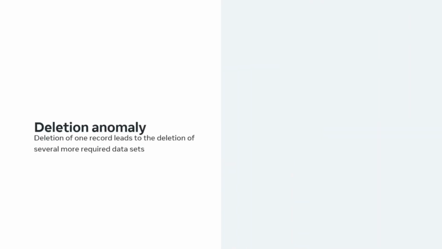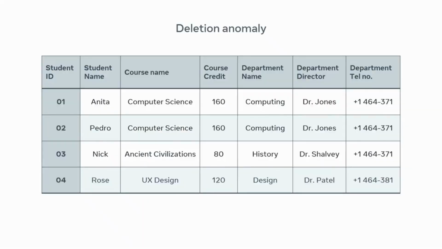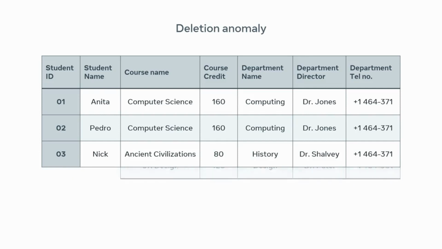Next, let's review the final challenge, deletion anomaly. A deletion anomaly is when the deletion of a record of data causes the deletion of more than one set of data required in the database. For example, Rose, the student assigned the ID of 4, has decided to leave her course, so I need to delete her data. But deleting Rose's data results in the loss of the records for the design department as they're dependent on Rose and her ID. This is an example of the deletion anomaly problem. Removing one instance of a record of data causes the deletion of other records.